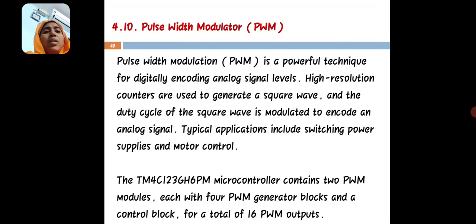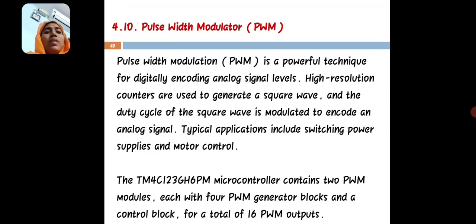The name PWM itself indicates pulse width modulation. It is a very powerful technique for digitally encoding analog signal levels. Using this, we can encode analog signals digitally.